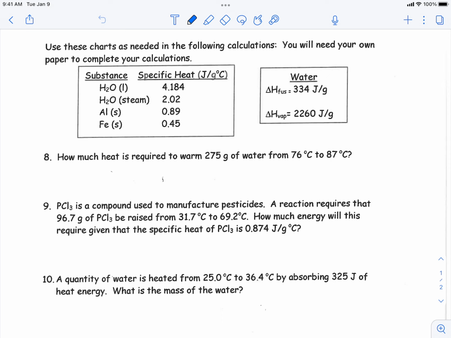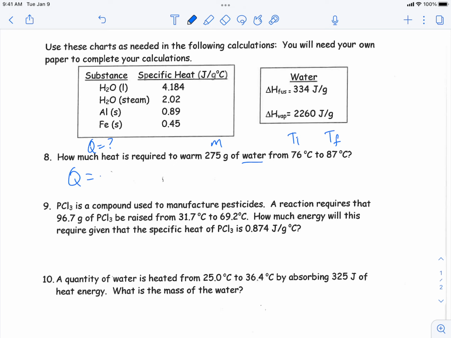Number 8 says how much heat is required to warm 275 grams, that's a mass, so the units of grams, of water from 76 to 87. So I've labeled the initial temperature where it starts and the final temperature where it ends. And so we want to know heat, and so we're actually going to be solving for Q.